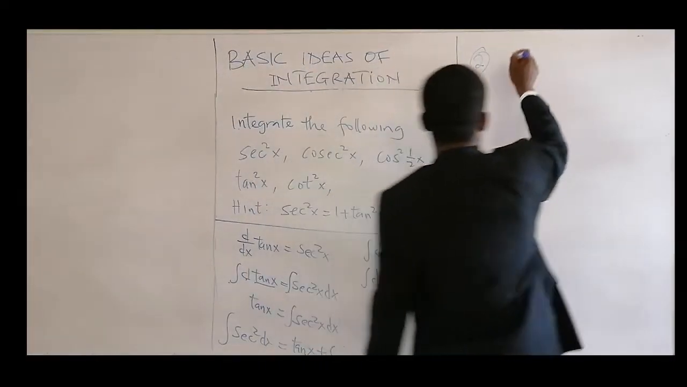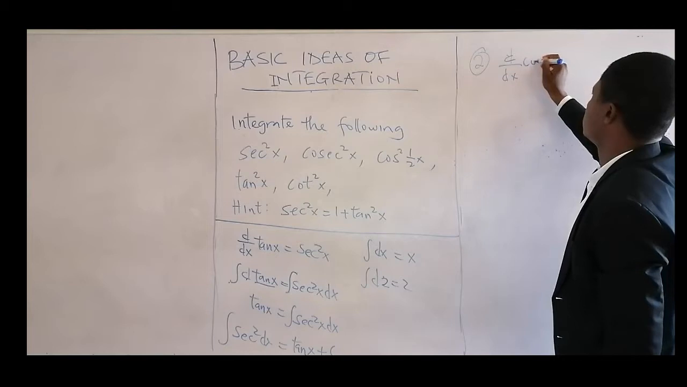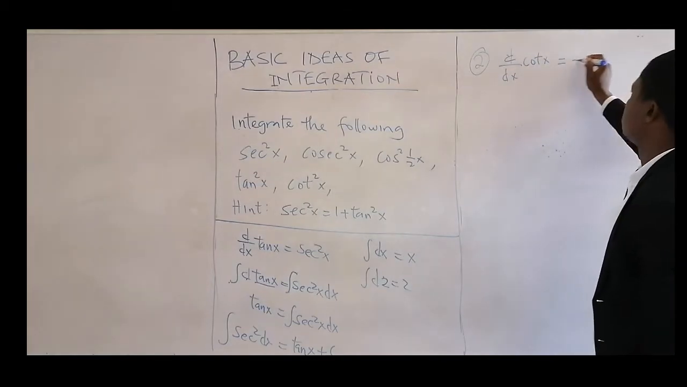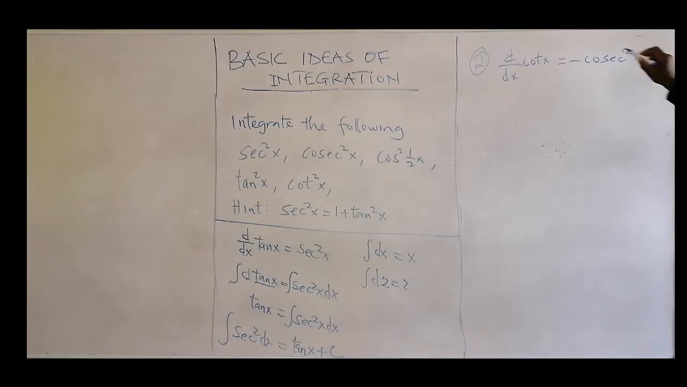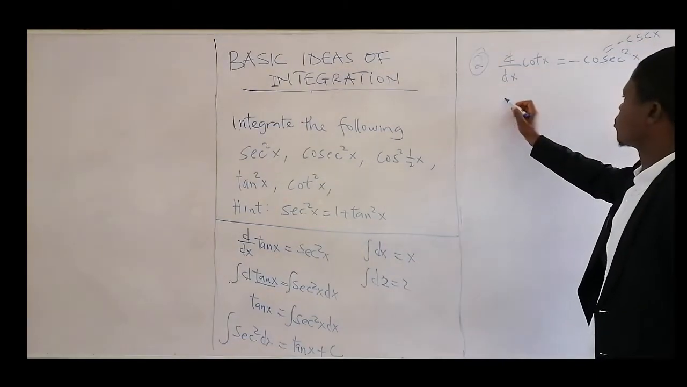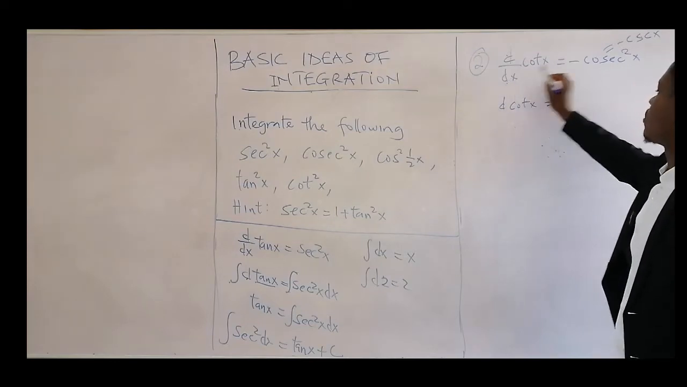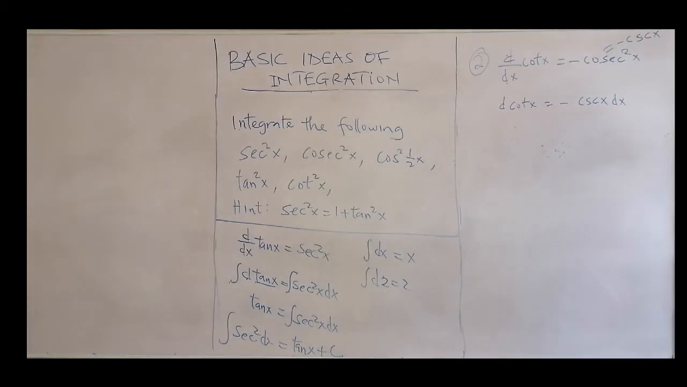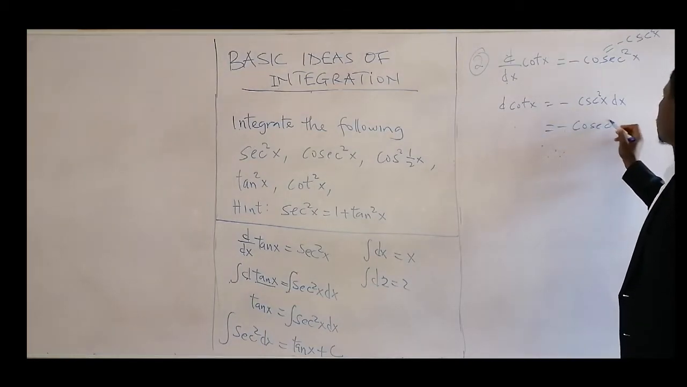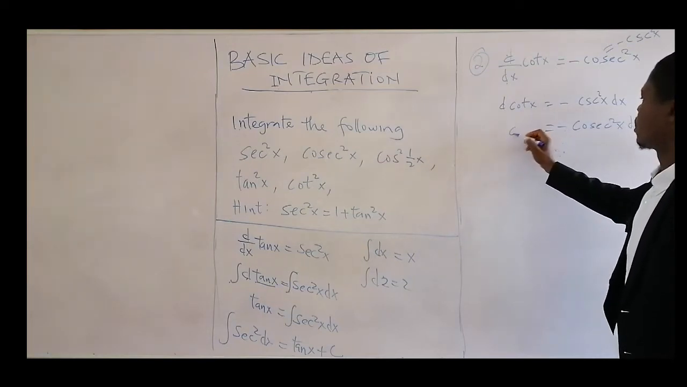We know that d/dx of cot x will give us what? Minus cosec square x. Or if you don't want to call it that, you can call it minus csc square x. So can we now change our hand, which will be equal to d cot x, multiply both sides by dx, so minus csc square x dx. Then we move this minus to the csc square, because it's minus cosec square x.